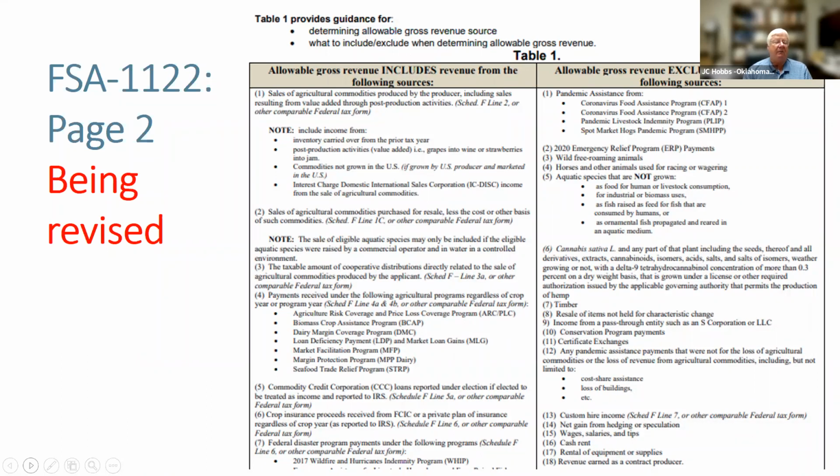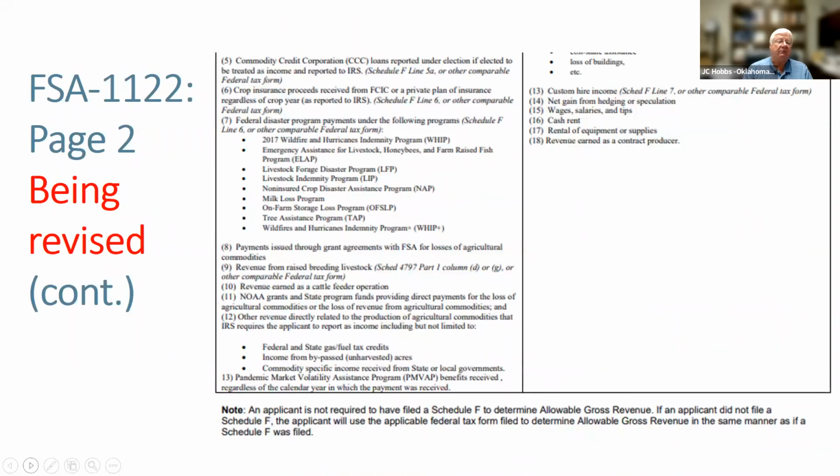As of this presentation, I was told that this form is being revised. Hopefully it will be revised fairly soon. So basically there's some additional items here that are going to be added to or discussed in more detail in the revision that's coming out. So be prepared, watch for it.